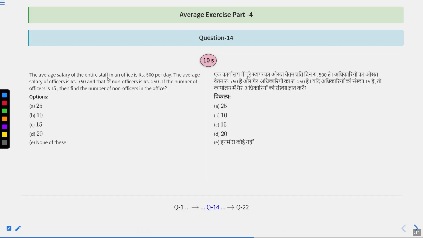The average salary of the entire staff in an office is 500 rupees per day. The average salary of the officers is 750 rupees and of the non-officers is 250 rupees. If the number of officers is 15, find the number of non-officers in the office. You have 5 options and 10 seconds to analyze the question. Your time starts now.